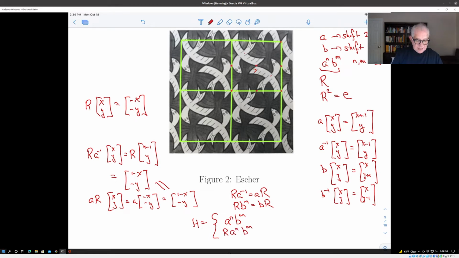And any element that has some mixture of R's and A's and B's can be rewritten in this form using these relations to move the R all the way to the left, messing up the A's and B's in the middle. So you get a bunch of R's, then a bunch of A's, then a bunch of B's, because A and B commute with one another. I should have maybe mentioned that. And then, since R squared is the identity, there's either no R's or 1 R. So this is the symmetry group of this Escher picture.